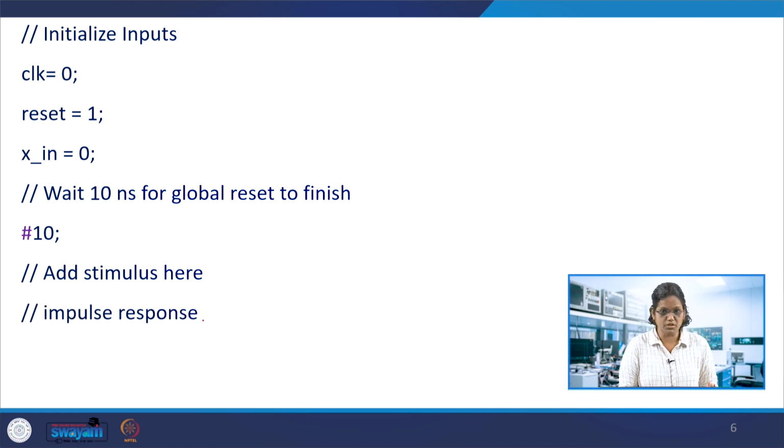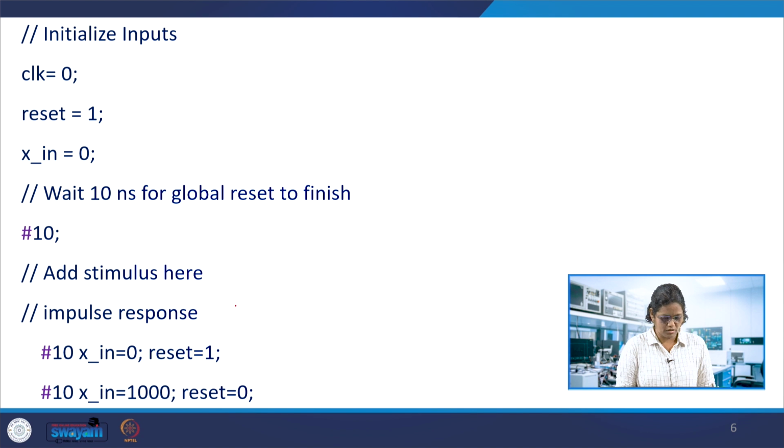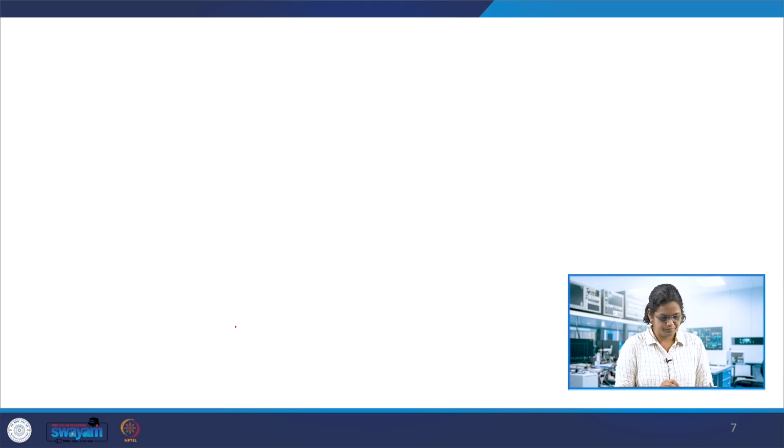So for the impulse response, how do we give it? In #10, the x input is made 0, there is no input, and reset is 1. So first we made reset 1, so that it clears everything; clock and x input, all of them are 0. And then after 10 time units, x in is made 1000, and reset equal to 0. So 1000 is the impulse, not a unit impulse; the amplitude is 1000 here, and then reset is made 0 at that time, and the rest of the time x in is 0. So this is for the impulse response.